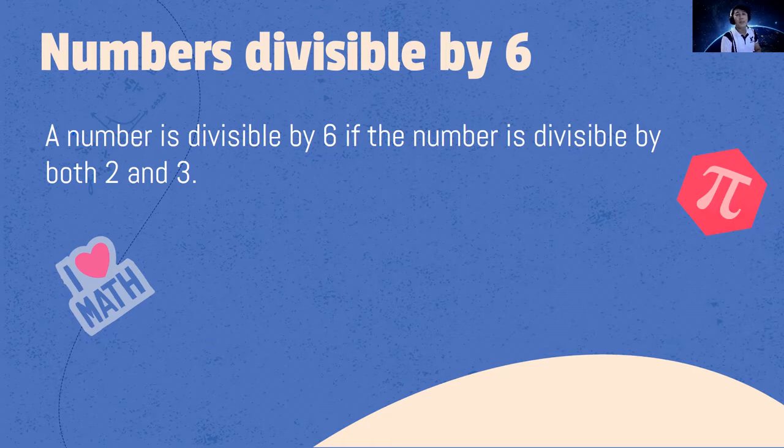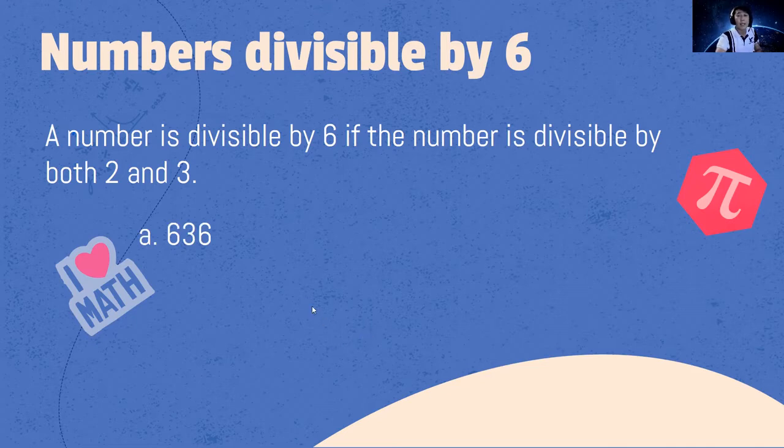That means if the number ends with an even number, it is divisible by 2. And if the sum of the digits of a certain number is divisible by 3, then it is divisible by 3. If that satisfies the given, that means it is divisible by 6. Let's have an example.